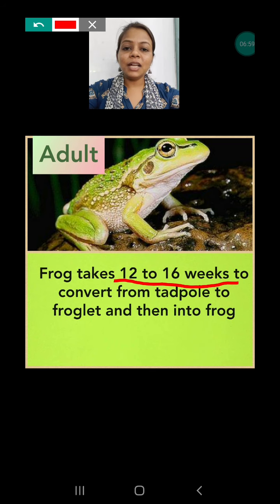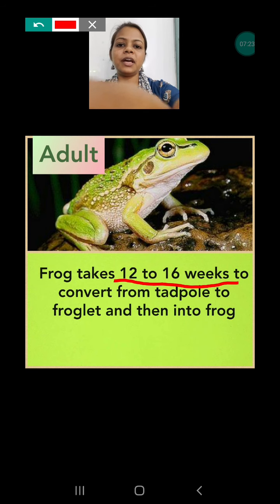Now this is the life cycle of the frog, and if this frog is a female, again it can lay eggs and repeat the same life cycle, and if it is the male, then it will help in the reproduction. So this was the beautiful life cycle of the frog. Now this process is known as metamorphosis also.